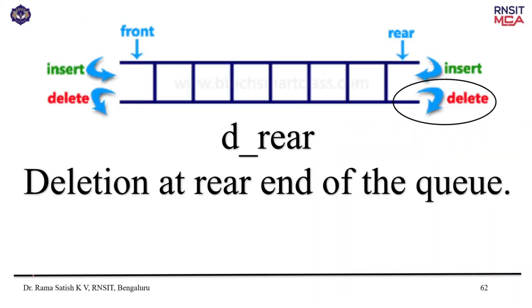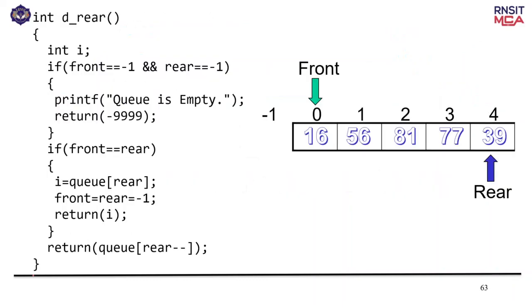Now, deleting from the rear end, D rear. So deletion at rear end. Now we know very well the queue is like this. And if you want to delete, the first thing is you need to check. Integer I is a local variable that is used to store the deleted element, and finally that I is returned. Before that, first you check whether front is equal to rear is equal to -1. If so, it is understood that the queue is empty.